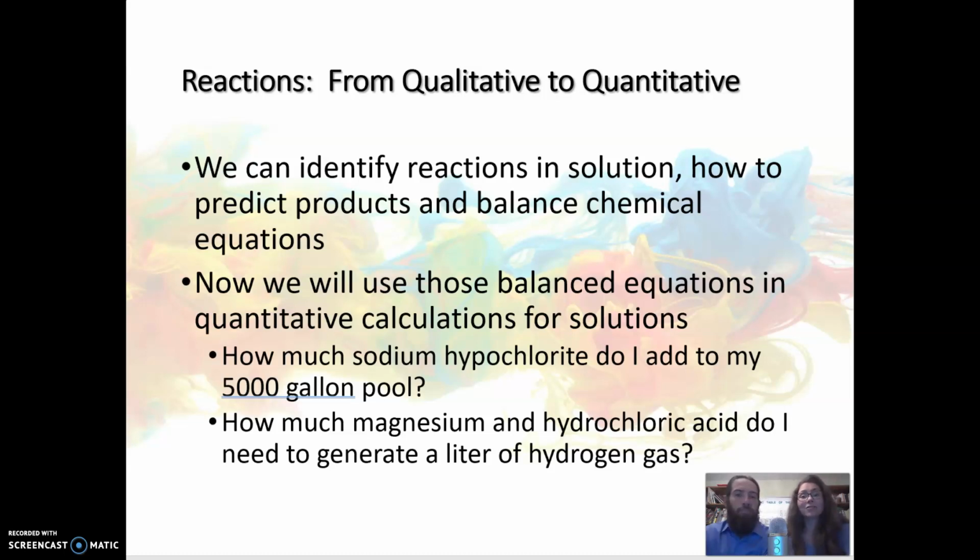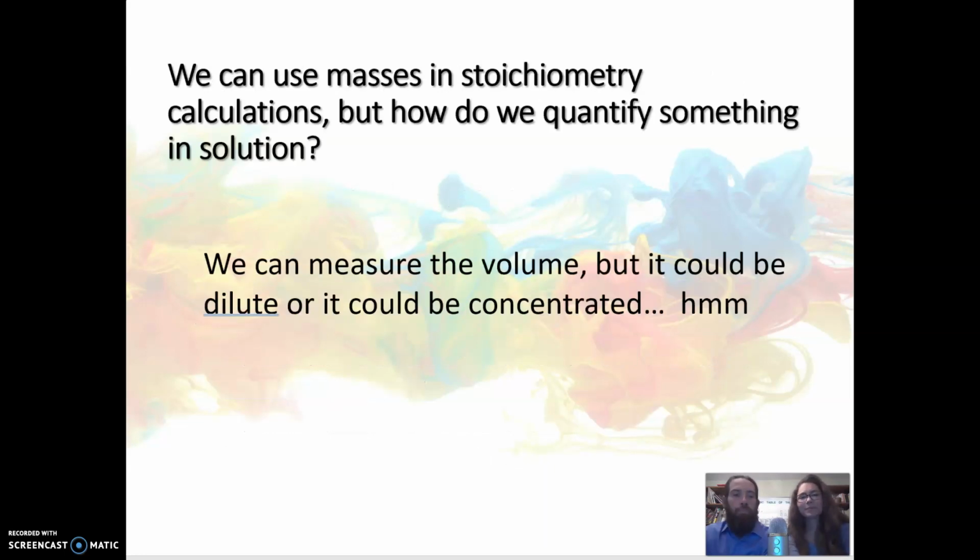If I want to make hydrogen gas and I'm using magnesium plus hydrochloric acid, now you know that if we add magnesium and hydrochloric acid together, we can predict those products. We can predict the hydrogen is going to be produced, but how much do we need, and how much of that solution, of that hydrochloric acid, can we use? So we've been working with masses, and now we have to switch over and say, well, how are we going to quantify the solutions?